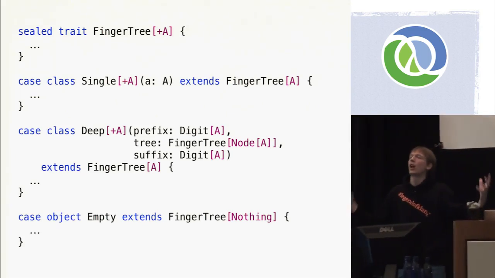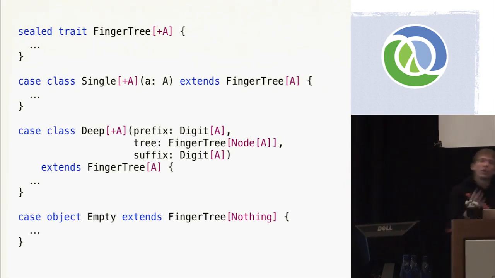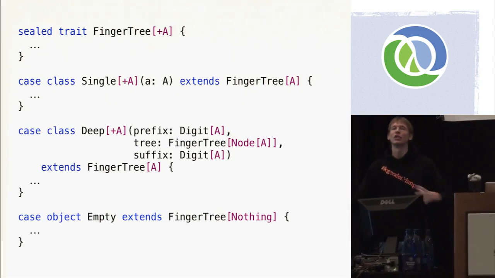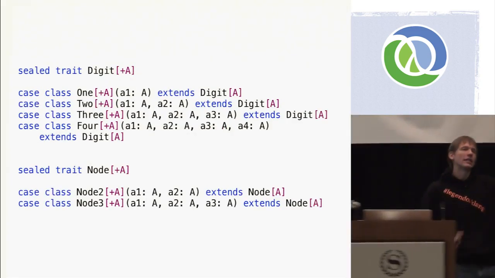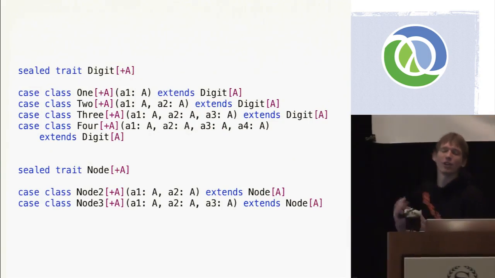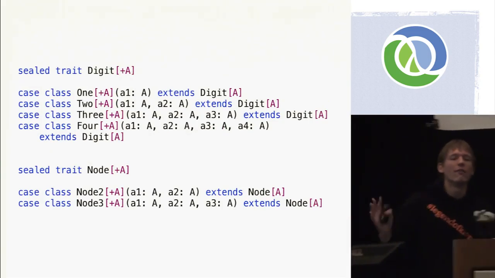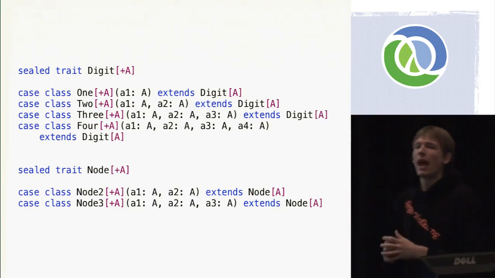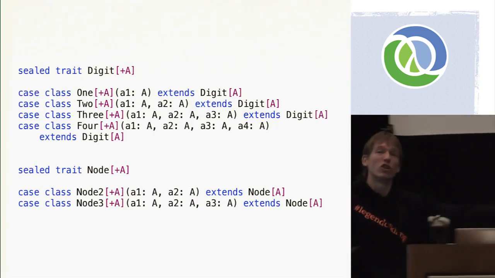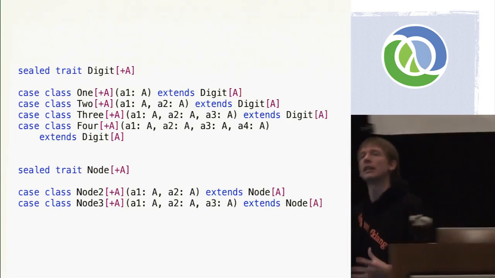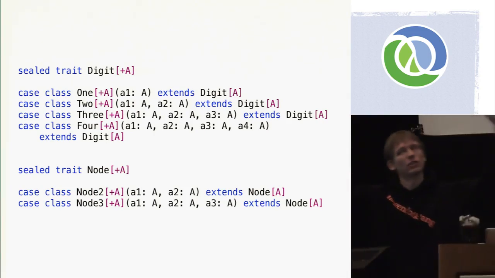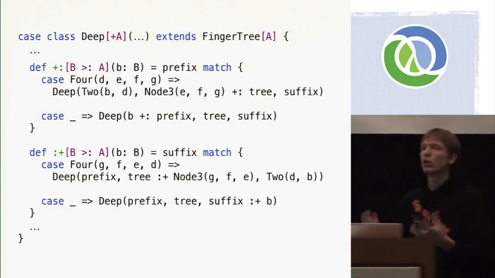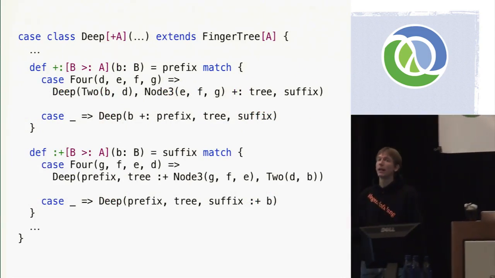And the prefix and the suffix are represented by digits, which is 1, 2, 3, or 4 values. And then the body contains nodes, which are packages of 2 or 3 values. So these are just really simple containers, 1, 2, 3, or 4 values, very easy to work with. So you see that if you have, say, 2, and you want to prepend an element to a 2 digit, you can do that in essentially constant time because all you have to do is create a 3 and just move the elements over. Very straightforward. And we can implement the prepend and append functions very simply, okay?